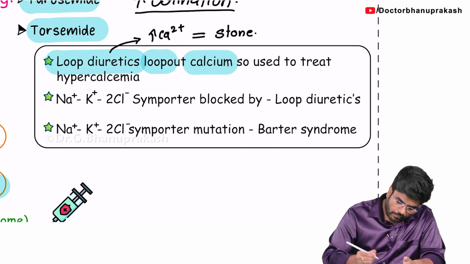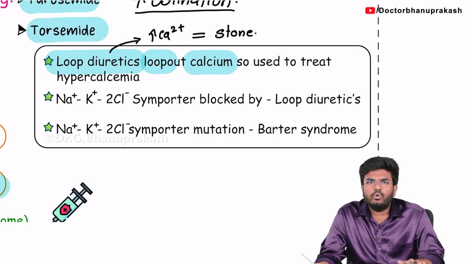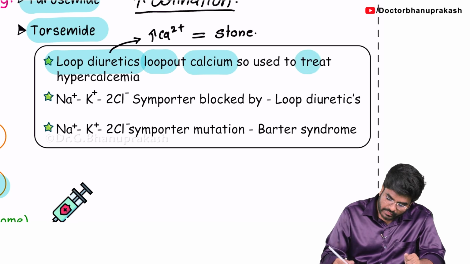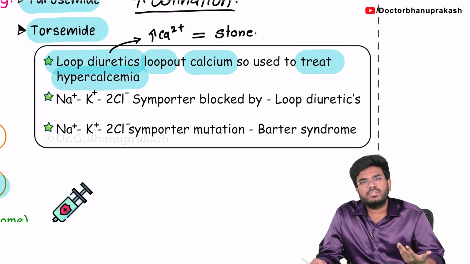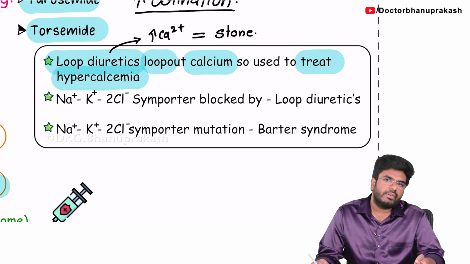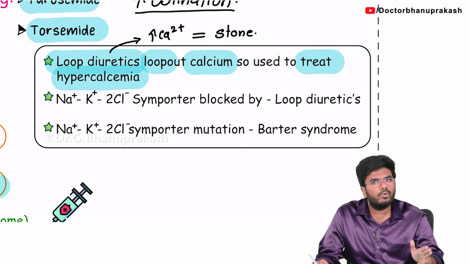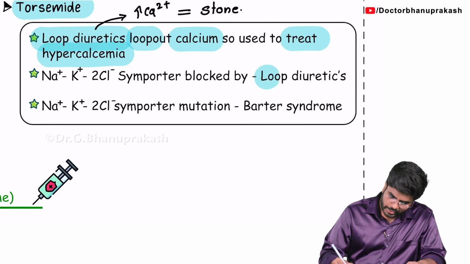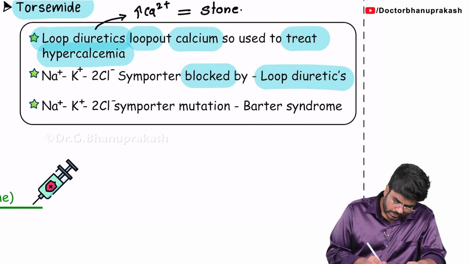Next up. Where else can we use loop diuretics? See, loop diuretics will decrease our calcium levels, so they can be used in the treatment of hypercalcemia. If your calcium level is so high, as a doctor I have to decrease the calcium levels. How can I decrease your blood calcium levels? By using loop diuretics, because loop diuretics loop out the calcium, lose the calcium. Done.